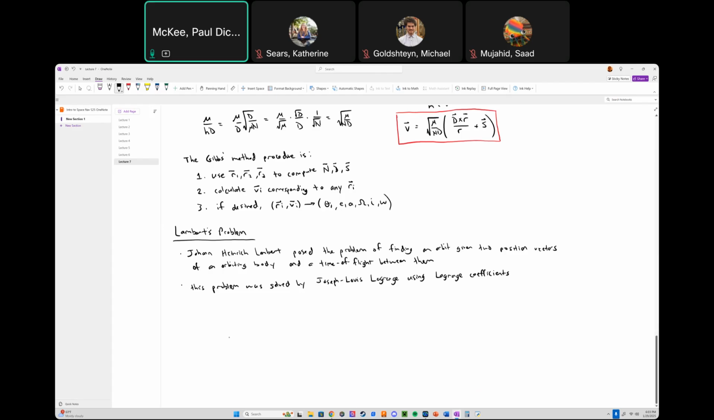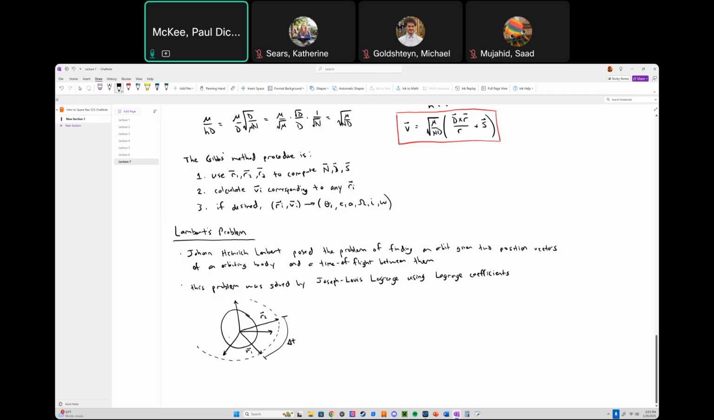So the problem setup is, if you've got some orbiting body, so here's the central massive body. Let's say that you've got some position 1 here, which we'll call R1. And let's say that you've got some position 2 out here, R2. And you're looking for an orbit that connects these two, but you also have some delta t between them. This is also a solvable problem, so only having 2 positions and the time of flight.